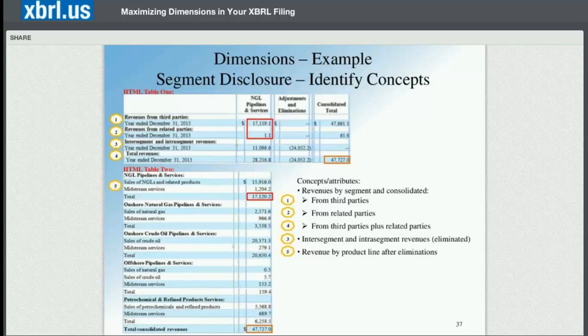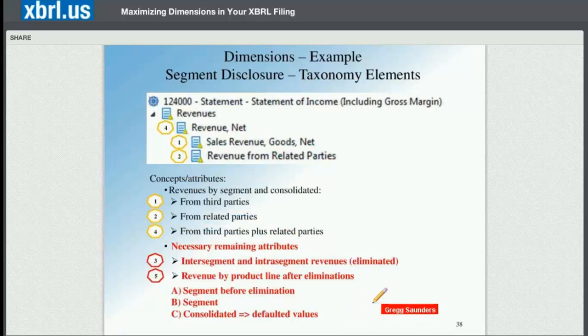So for tagging purposes, we're going to build a single table for these. But we define the concepts that we need, and then once we've defined the concepts, we go to the taxonomy and we're going to have to map it. So if we look at the income statement, we can see that there are three elements, primary concepts, that provide us financial tags that embody the revenue from third parties, which is sales revenue goods net, and revenues from related party, and then total revenue net.